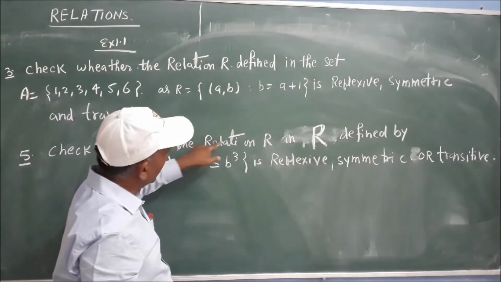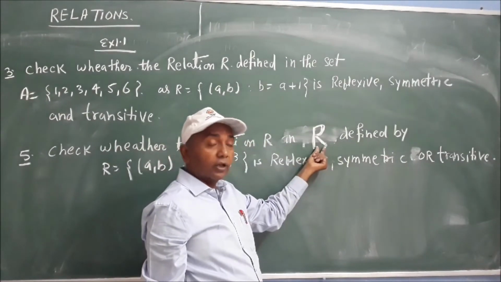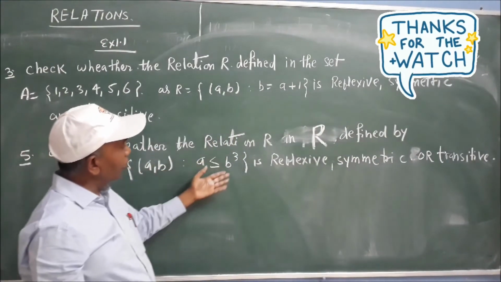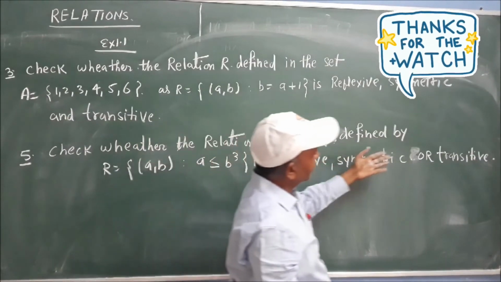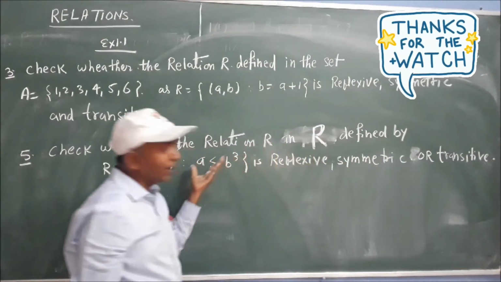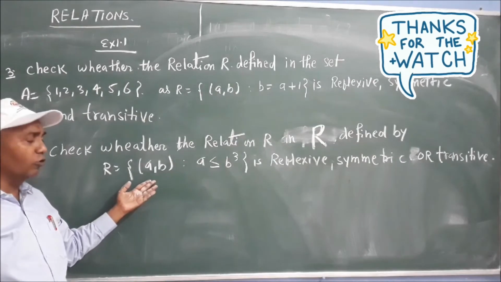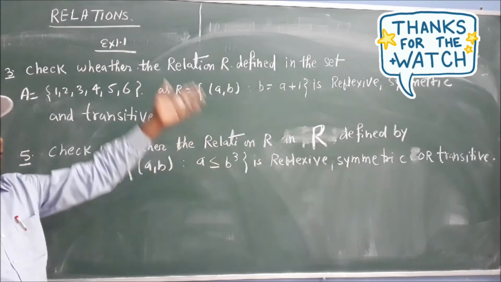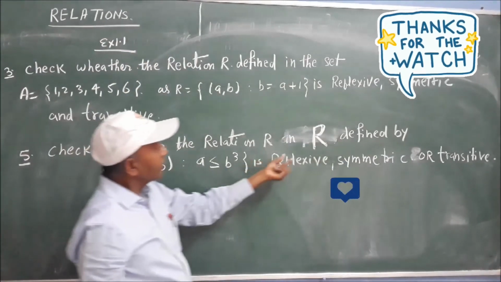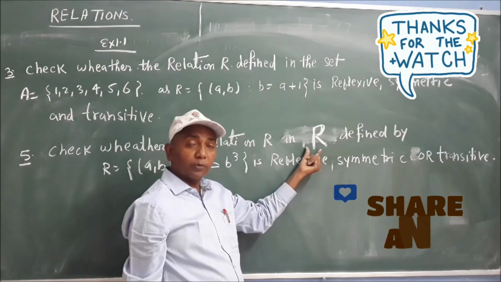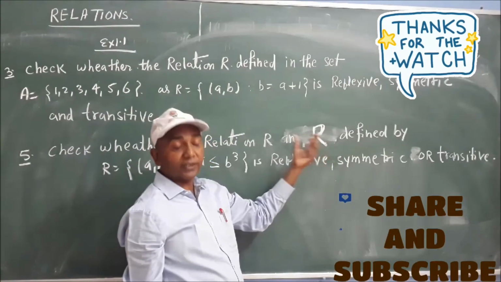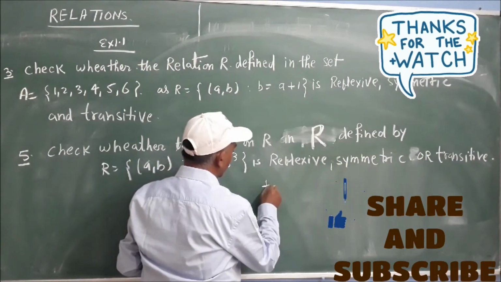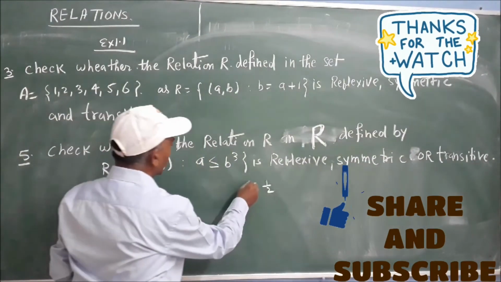So check whether the relation R in R, where R is the set of real numbers, defined by R equal to {(a, b): a ≤ b³}, is reflexive, symmetric or transitive. You will prove it by taking an example. You put any value of a, any value of b, and check whether the reflexive, symmetric or transitive property holds or not. This is a real number, so the number may be positive, negative or also in fraction form. Suppose I am taking a equal to 1/2.